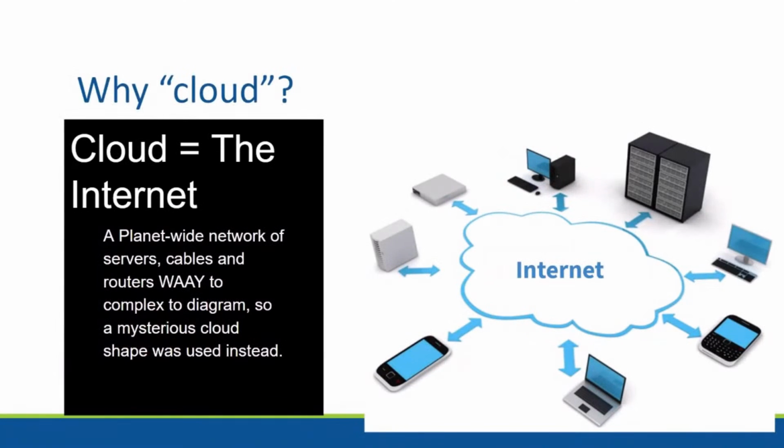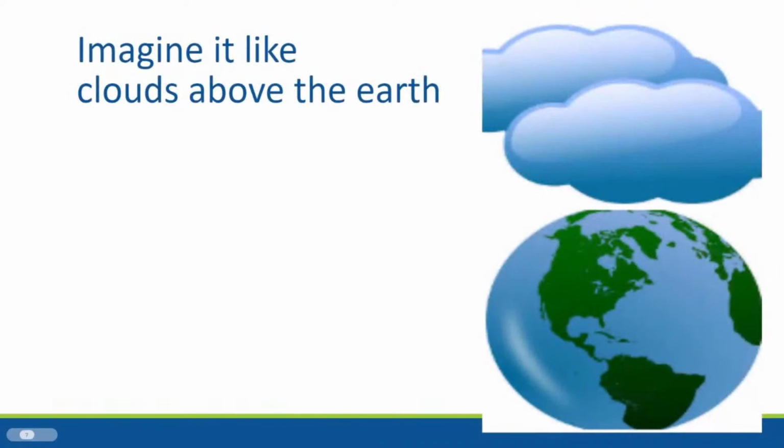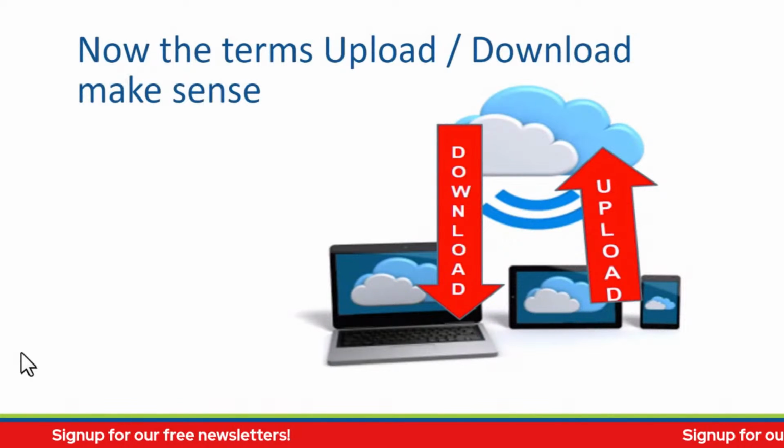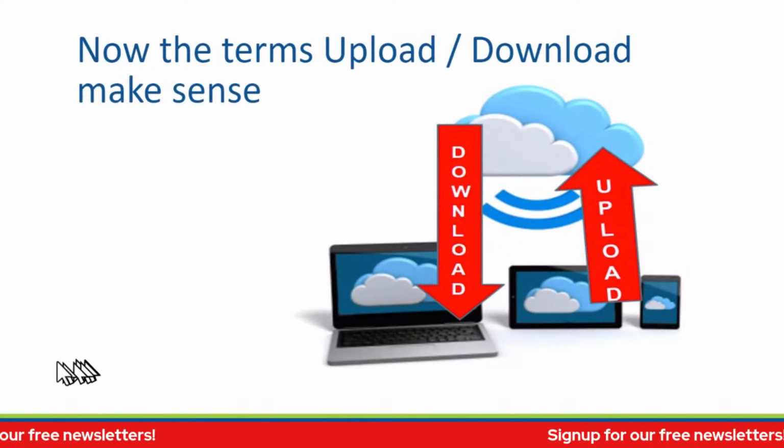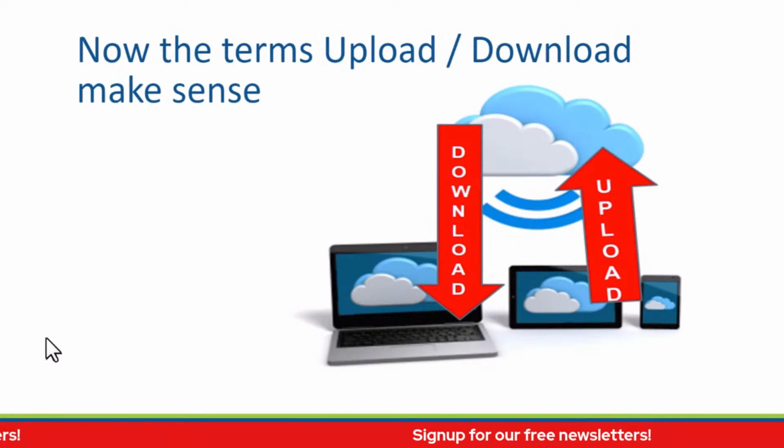First off, I think it's interesting why we call it the cloud. It's an internet. That's all cloud is, another word for the internet. But people who have to diagram networks just cannot draw the entire internet. So they just use a cloud, and that's why we call it cloud. But if you imagine it like clouds above the earth, then the terms upload and download make more sense. I like that. So think of it as the cloud up above the earth.